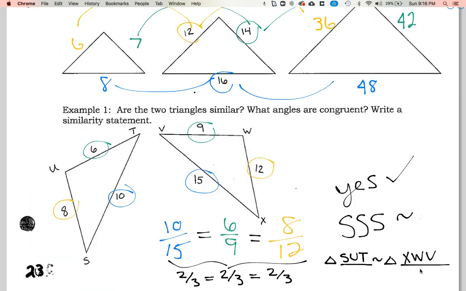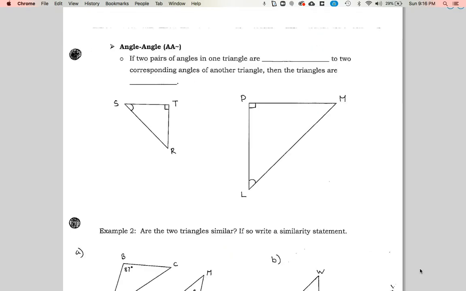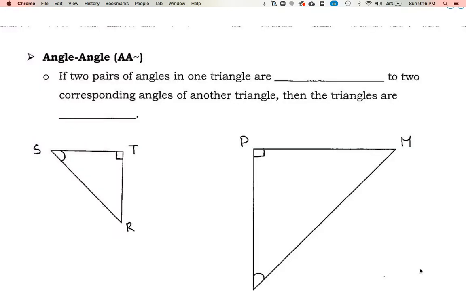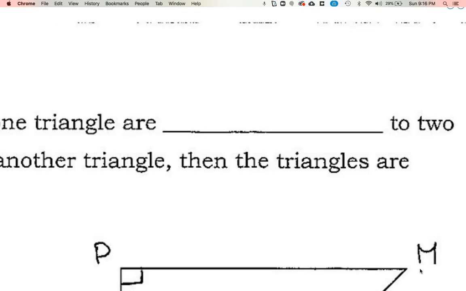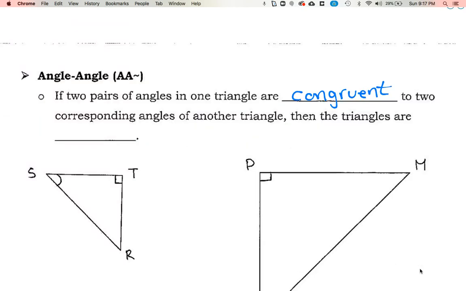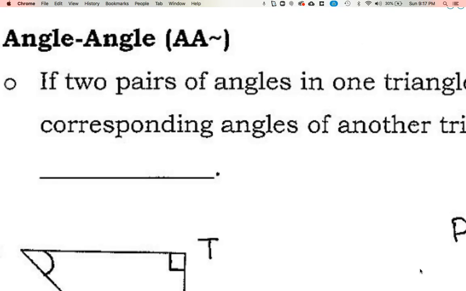So if you have all six sides, you have all three sides of each of the two triangles, we can use side, side, side easily. Second scenario is, what if we don't have any sides and we just have angles? Well, it's a little bit easier because we don't even need to know all three angles. We actually only need to know two angles in each triangle. If two pairs of angles in one triangle are, remember, angles have to be congruent, to corresponding angles of another triangle, then the triangles are similar.